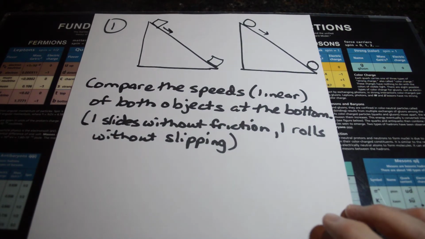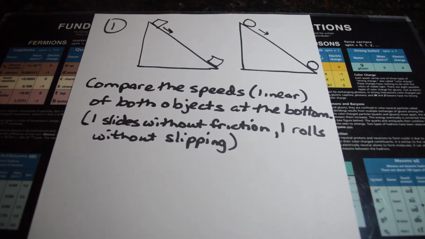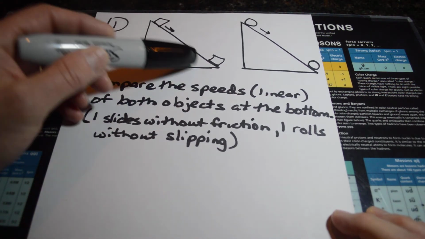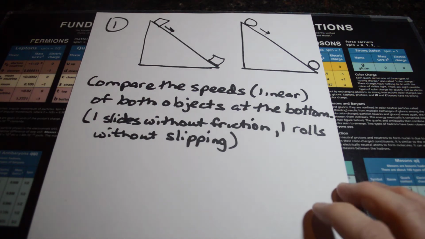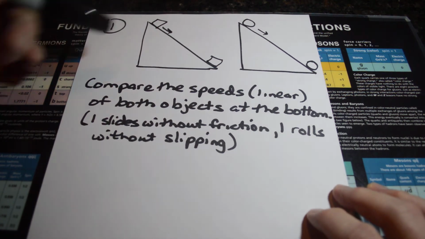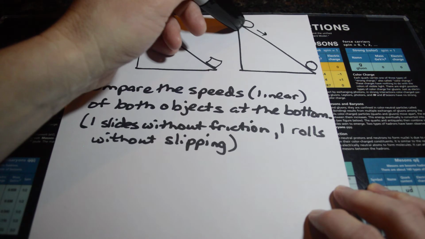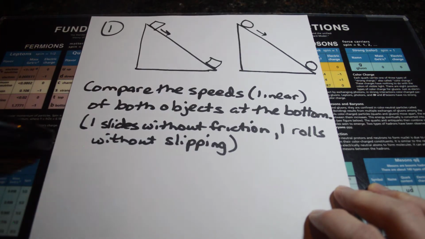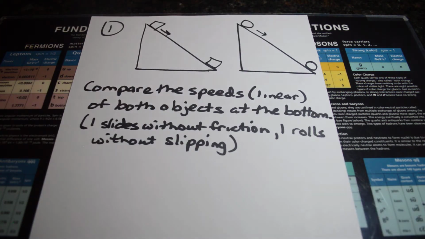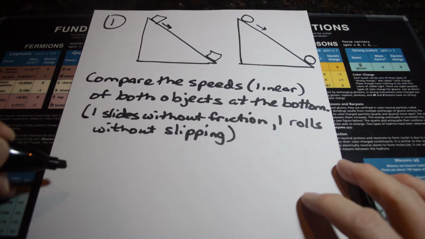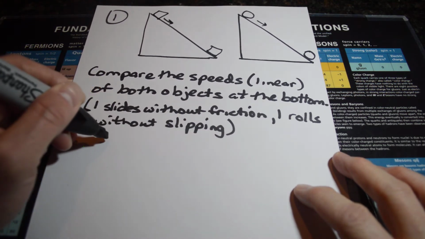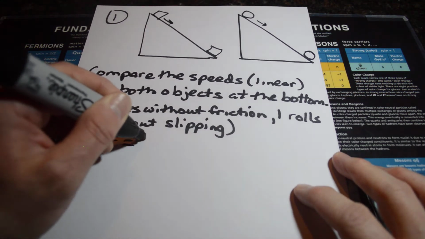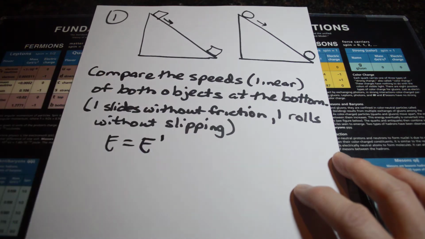Here we have a situation where you want to compare two things. A box sliding down a frictionless surface, so it slides without friction, and then the other one is a ball that rolls down without slipping down the surface. And it says compare the linear speeds of both objects at the bottom. Well, to do that, basically we're utilizing the idea of energy conservation, E equals E prime.